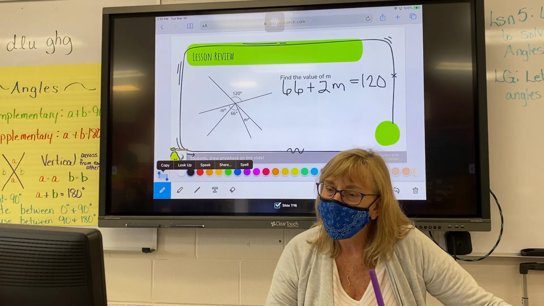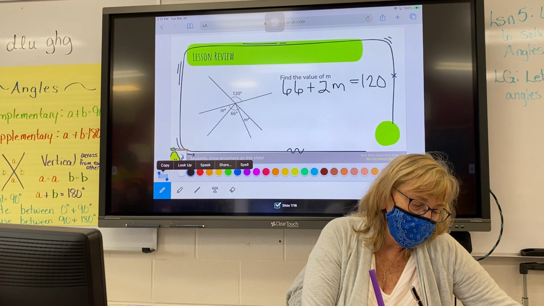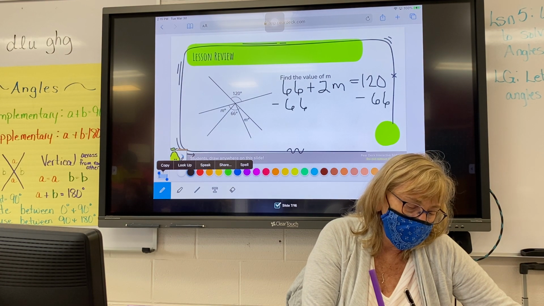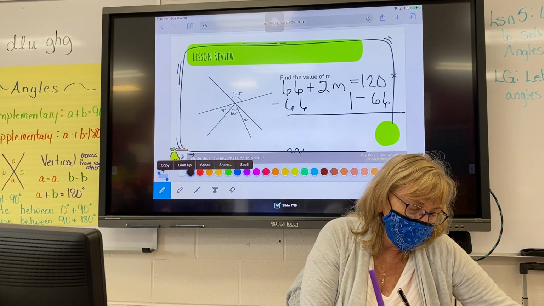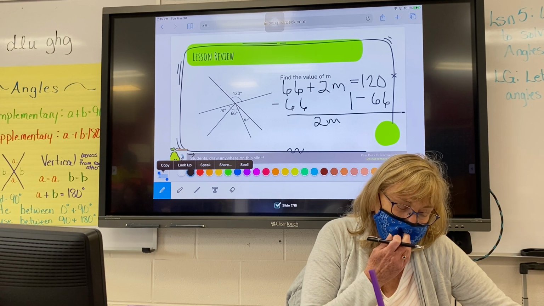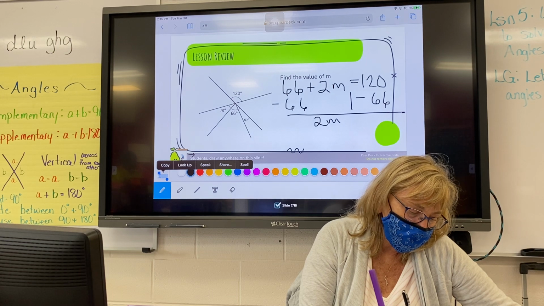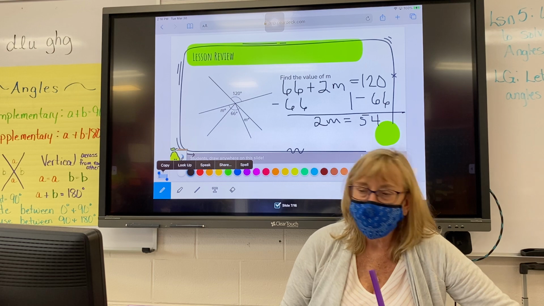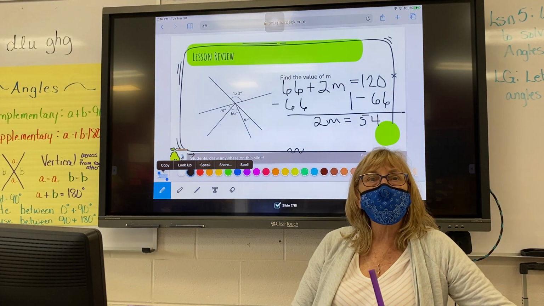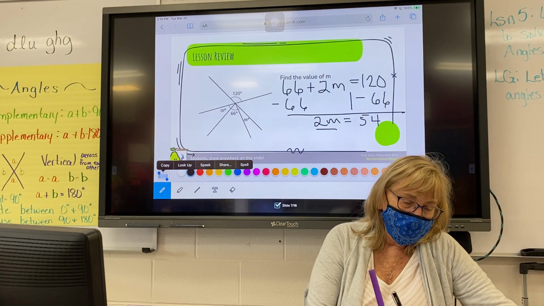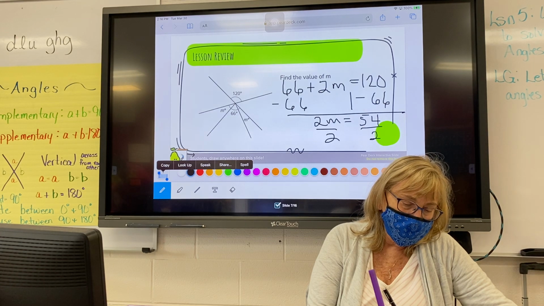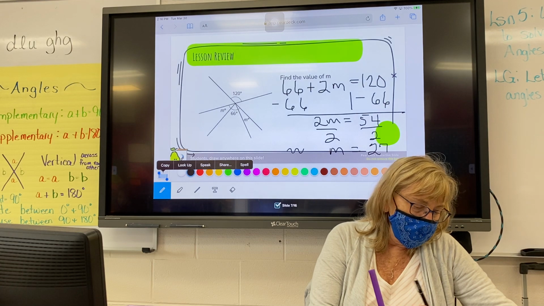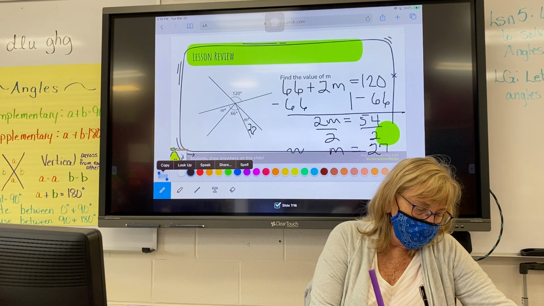120 minus 66. Okay, watch what I do. What's my first step to solving this equation? Was it exactly what she just told she did? And then what did you do? 54 divided by 2. Then you took that and divided by 2. Is that exactly what I did? Yes. Mm-hmm. And you get m equals 27 degrees.